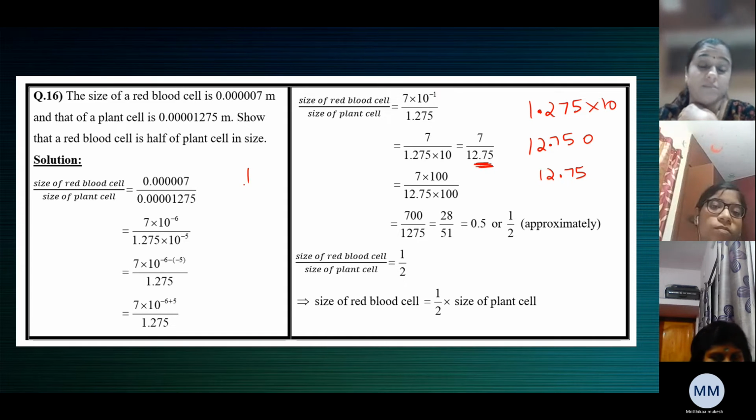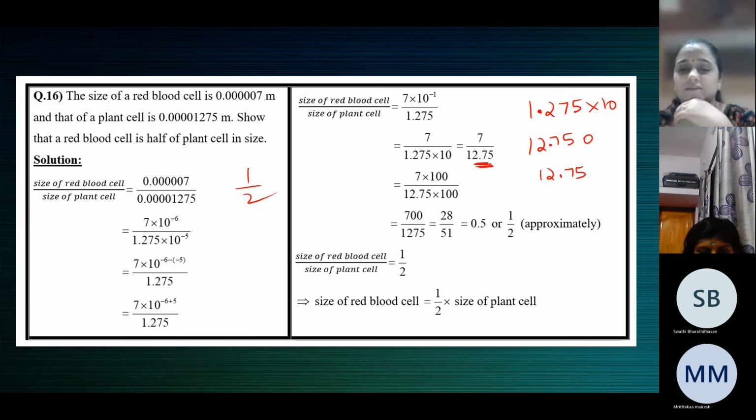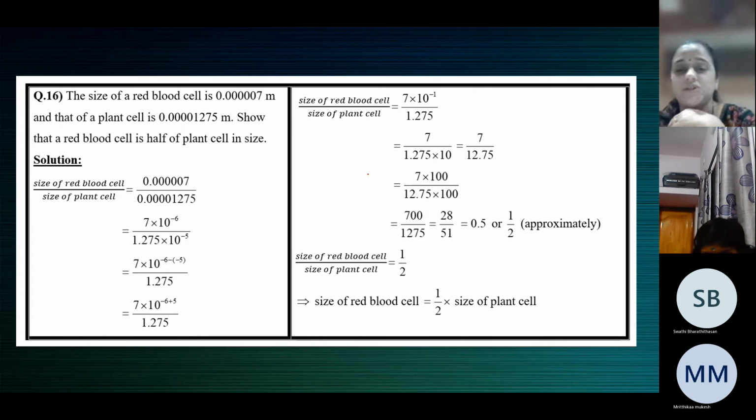Now we need to get 1 by 2. So we are working towards that. Now what to do next? We are trying to shift the decimal point. So now this is 7 by 12.75. When you multiply the numerator and denominator by 100, you can shift this decimal point. This one will become 1275. It's 12.75. How do you get rid of the decimal point?